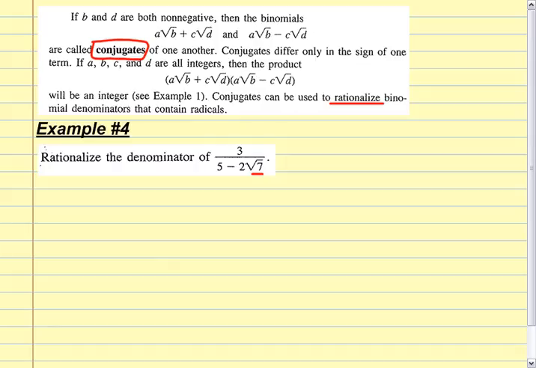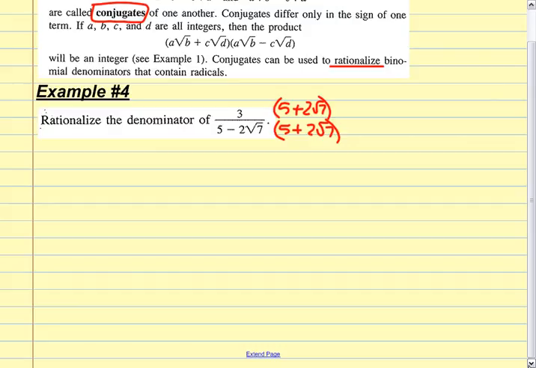Okay, but this one's a little bit different. I've got a binomial down there. How do I get rid of this radical, Max? Well, this says 5 minus 2 root 7. What should I multiply the bottom and the top by in order to get rid of that radical? Walker? 5 plus 2 root 7. Top and bottom. Remember, because we want to multiply by 1. We don't want to change its value. So whatever I multiply the bottom by, I have to multiply the top by.